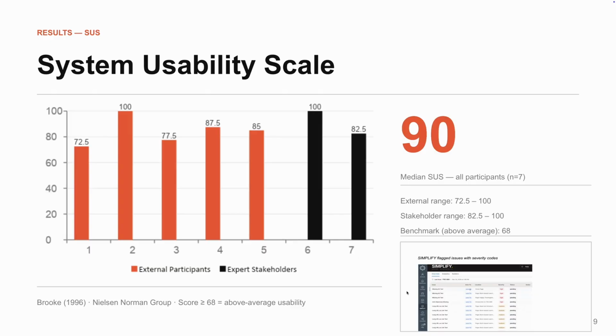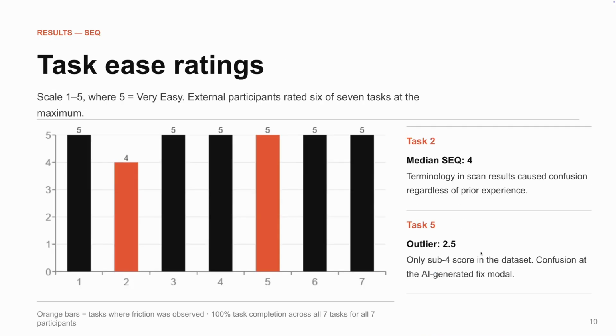SEQ ratings corroborate the patterns we were seeing in the SUS. 6 of the 7 tasks received a median of 5 from external participants, which was the maximum. The 2 orange bars are the exception.